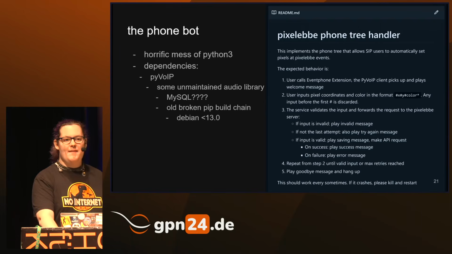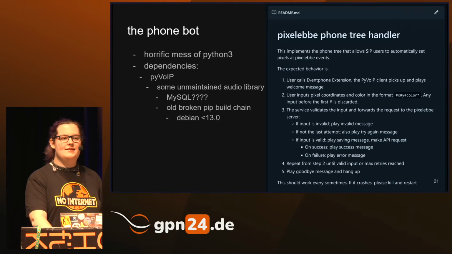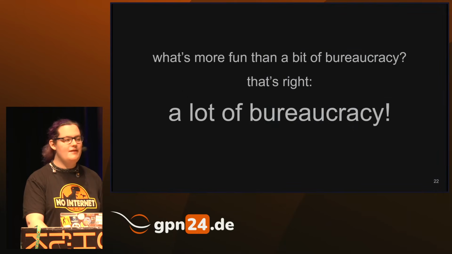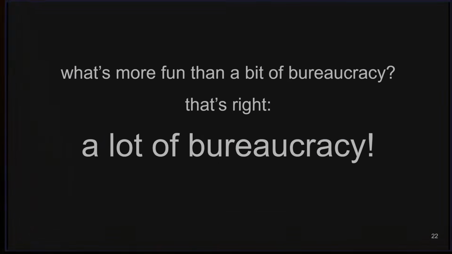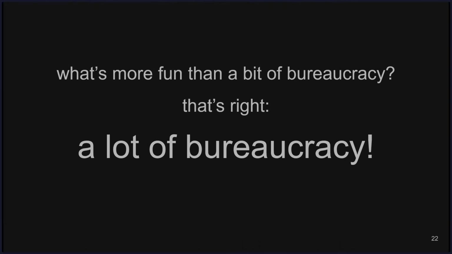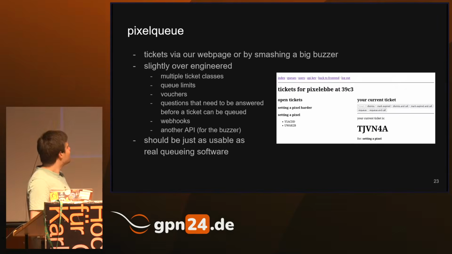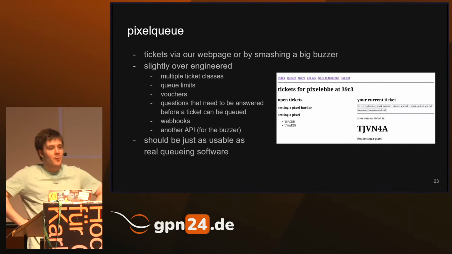But that's all we had at GPN last year. And that's kind of boring. What's more fun than a bit of bureaucracy? That's right, a lot of bureaucracy. So we added a queue. Yes. I mean, we just said we don't want to have a queue for the phone bot, but for people, that's fine. So, people can queue more easily. So we decided we want to have a queuing system.